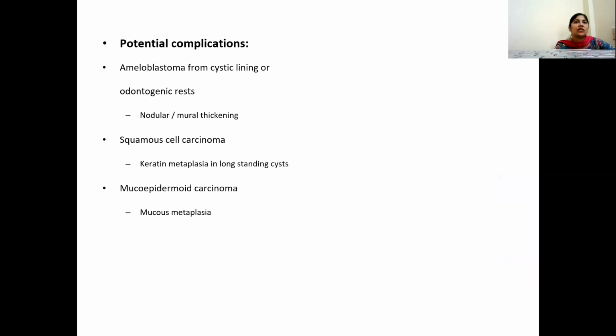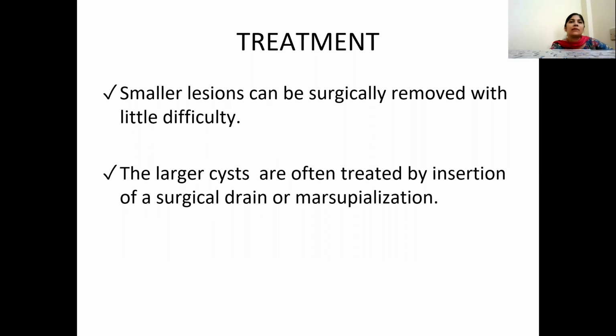There are potential complications for the dentigerous cyst. So ameloblastoma from the cystic lining or odontogenic rest, nodular or mural thickening can also be noted. Here the Meeker recording criteria has to be taken into consideration. Usually the cystic epithelium of the dentigerous cyst can transform into an ameloblastoma. Second, it can transform to squamous cell carcinoma, that is keratin metaplasia in long-standing cyst, and mucous metaplasia, that is mucoepidermoid carcinoma.